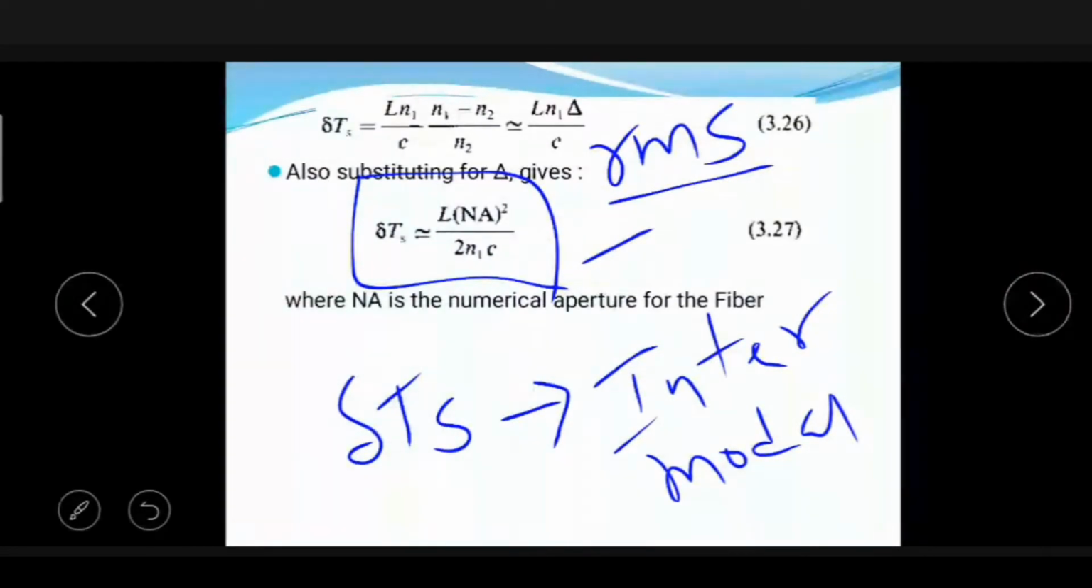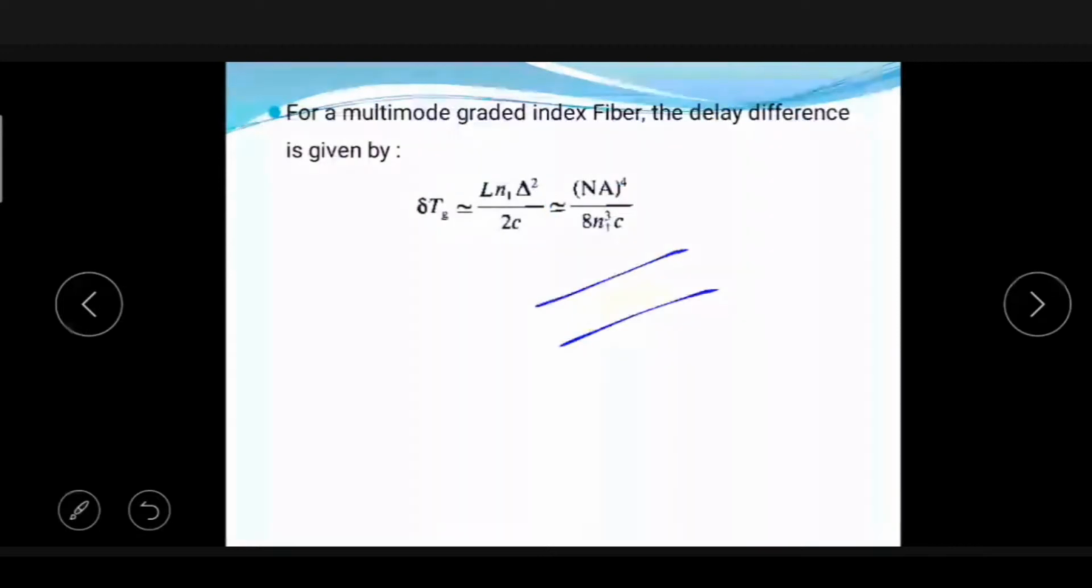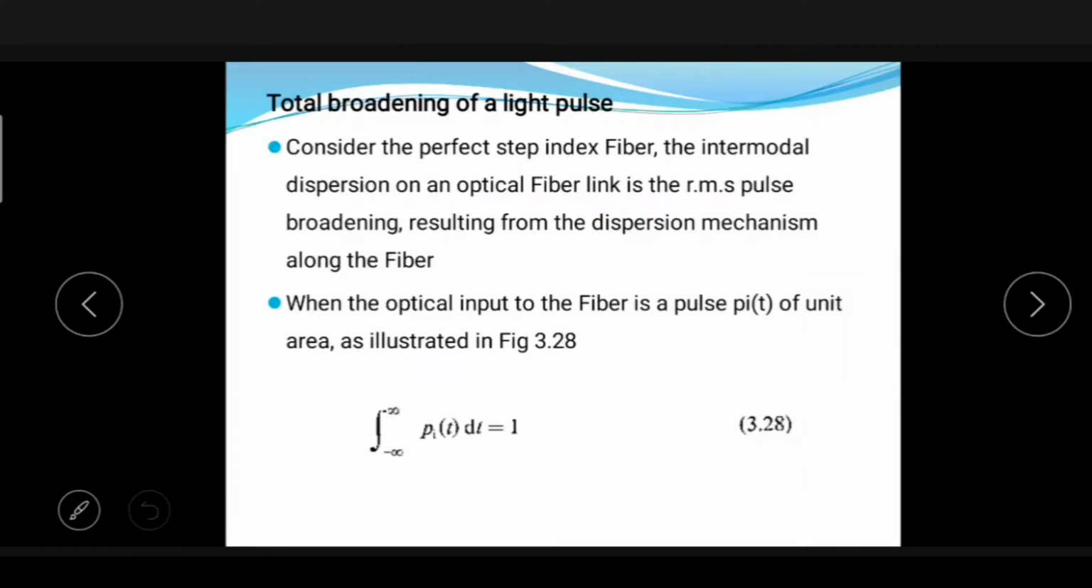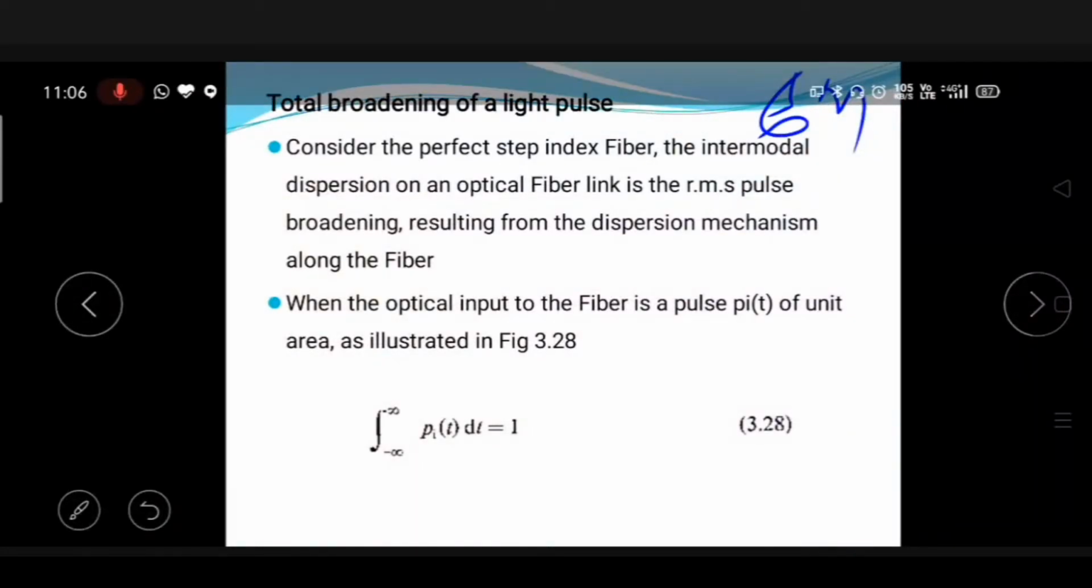which is of a step index fiber. Similar to this, we took an expression for delta Tg for a graded index fiber. Here there is no derivation, only the expression needs to be known, followed by the total broadening of a light pulse. They might ask you this for 6 marks.